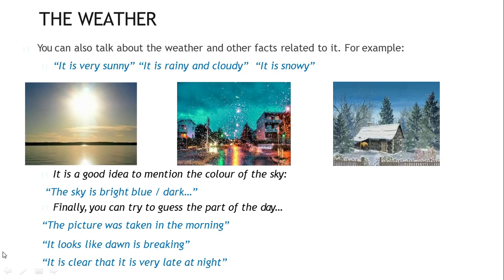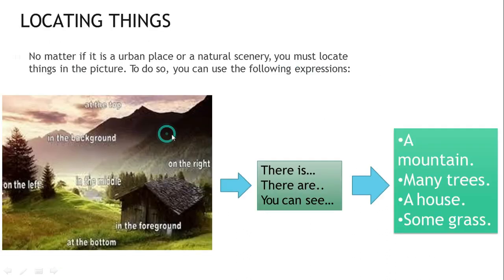Finally, you can try to guess the part of the day. For example, the picture was taken in the morning, or it looks like dawn is breaking. It is clear that it is very late at night. You can use expressions like these, but mostly we describe the weather, either sunny, rainy, cloudy, or snowy. So first is where the picture is taken. The second is the weather, how the weather is, either sunny or cloudy.